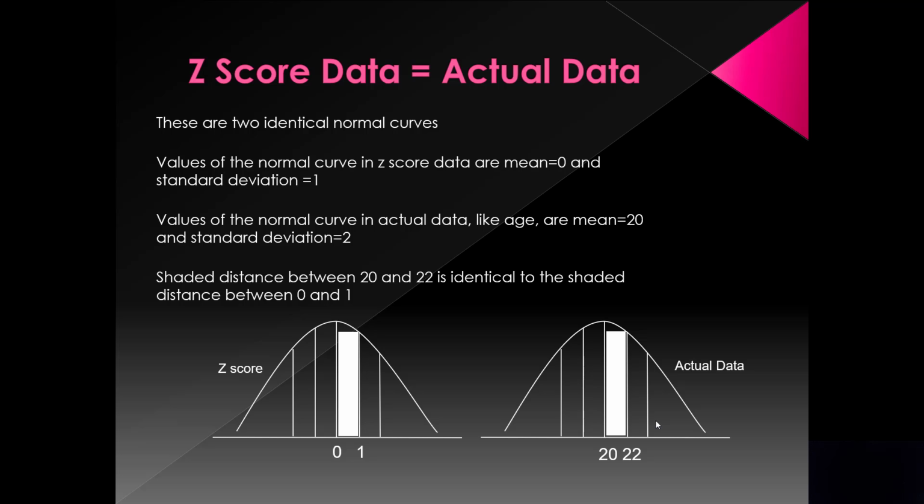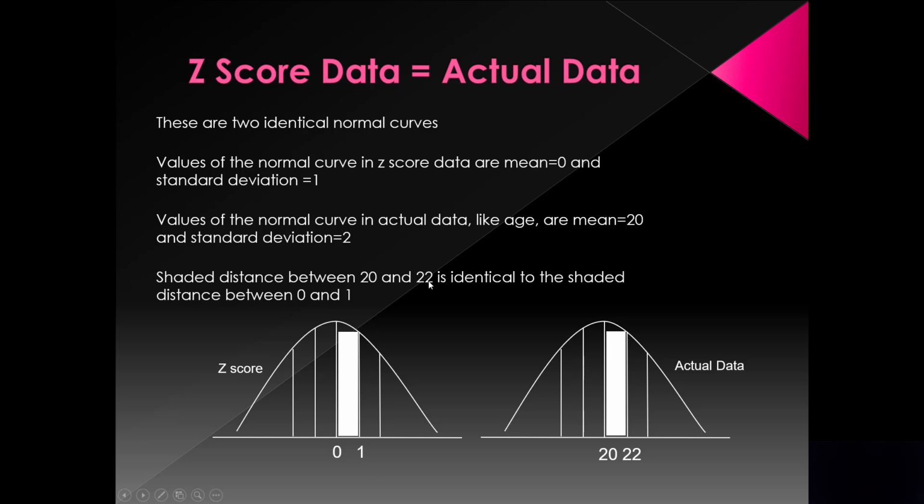Okay, here are two identical normal curves. Notice how one of them says this is z-score language, which I'll get to more in a minute. The other curve is actual data, right? In z-score language, the mean is equal to 0. And one standard deviation above the mean or to the right of the mean is just equal to the number 1.